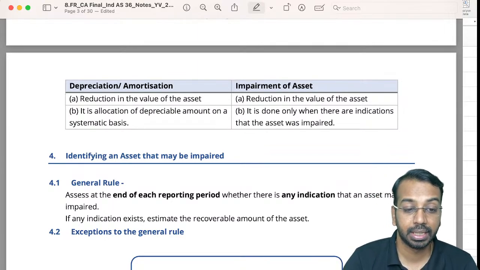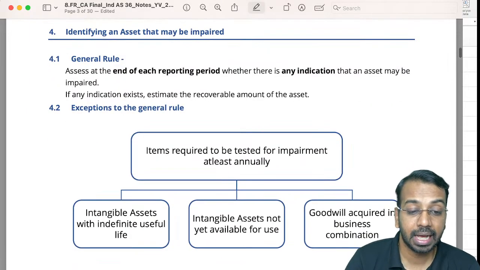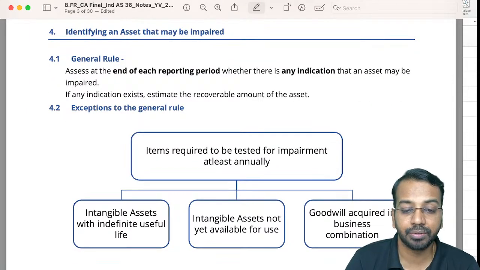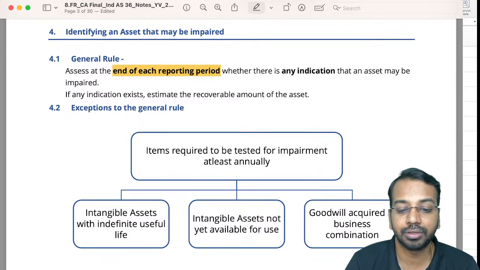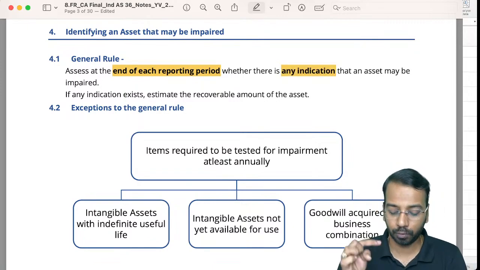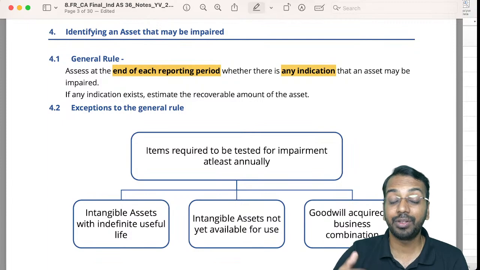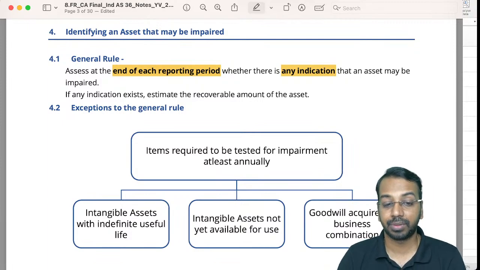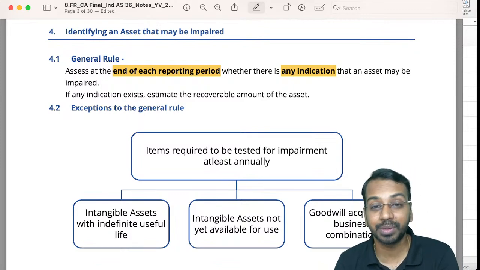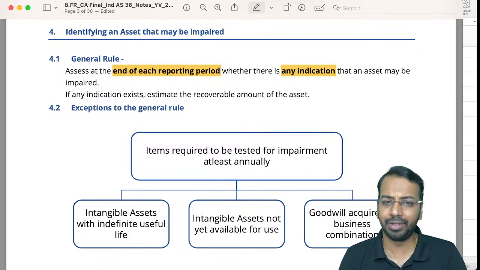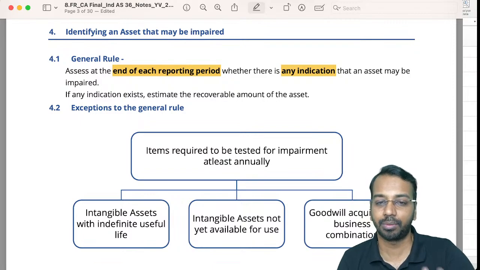Now, the general rule is, at the end of each reporting period, you have to check whether there is any indication that an asset may be impaired. So, first thing you have to understand is, every year you don't need to check for impairment. Every year you don't need to calculate impairment. What you need to first do is check: is there any symptom, is there any indication? Like, every year you don't go to a doctor, right? Or every 3 months you don't go to a doctor.